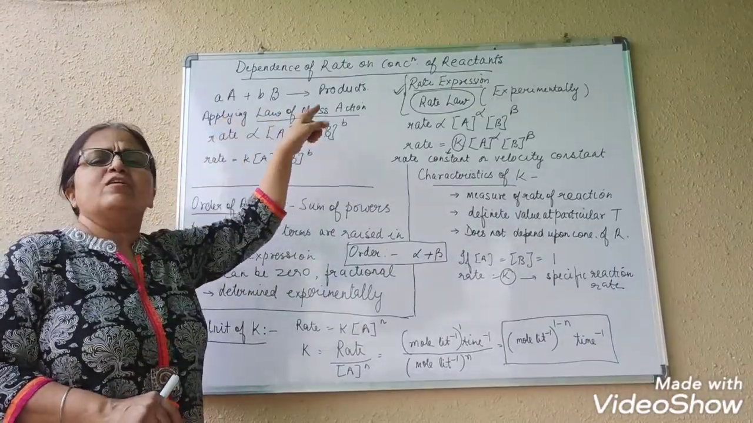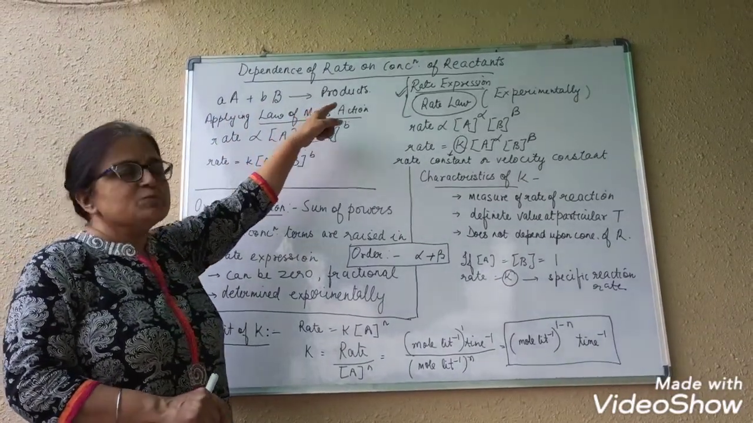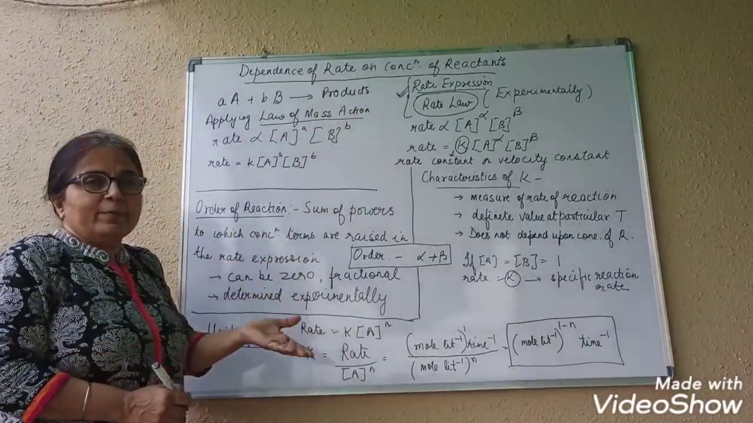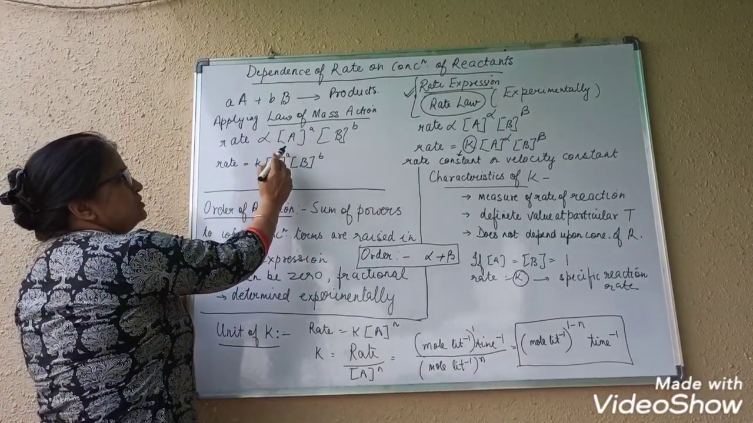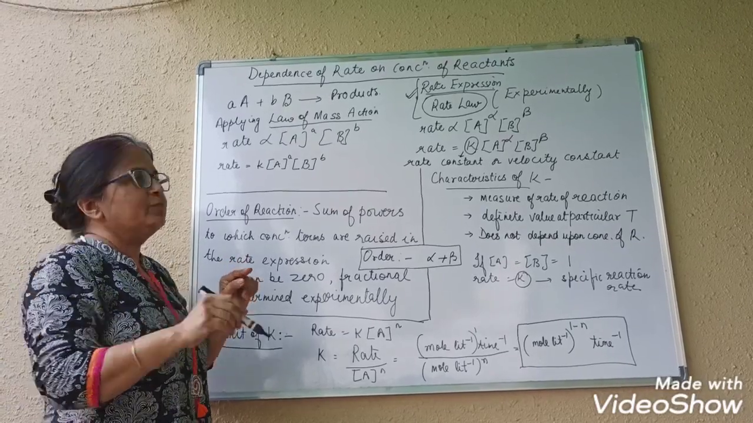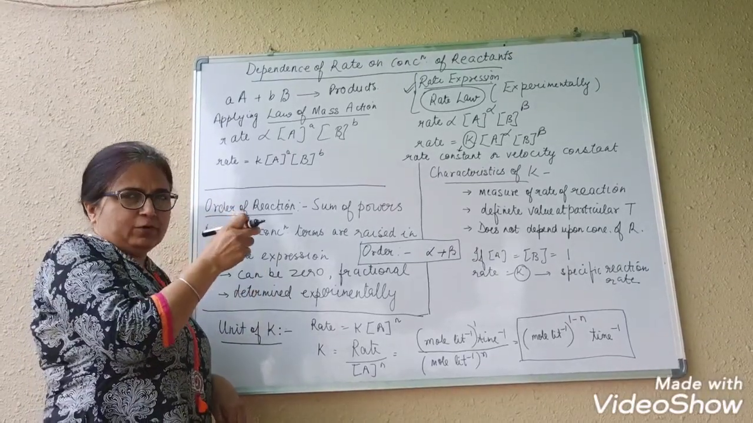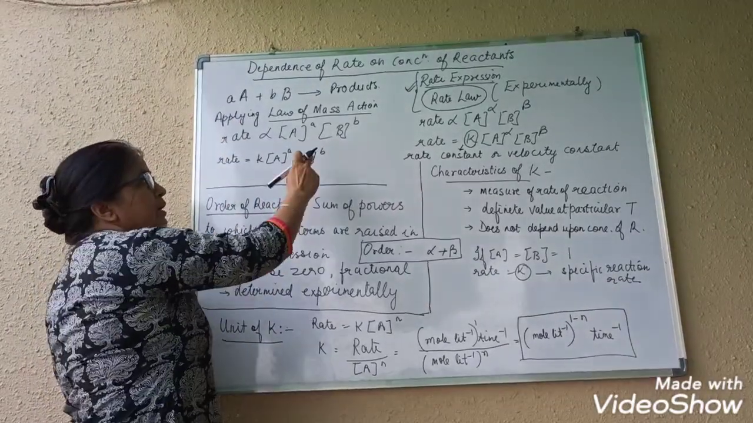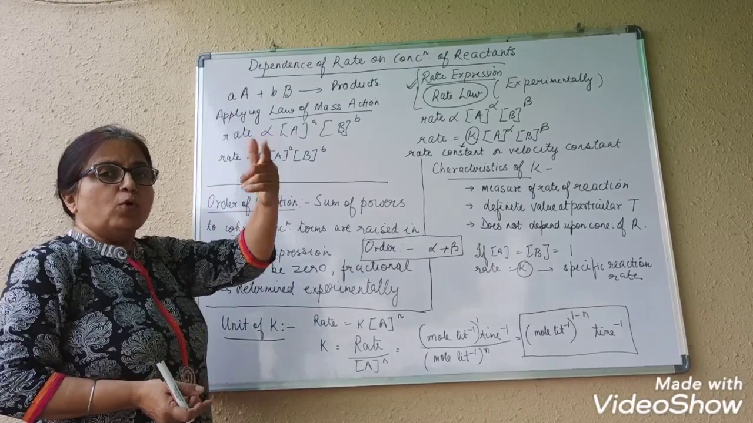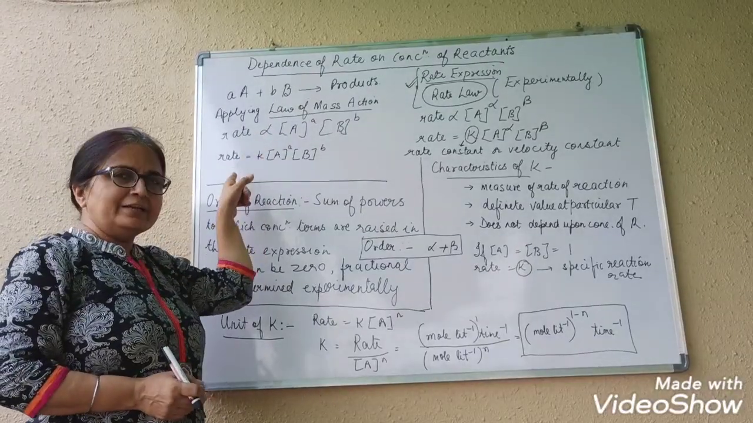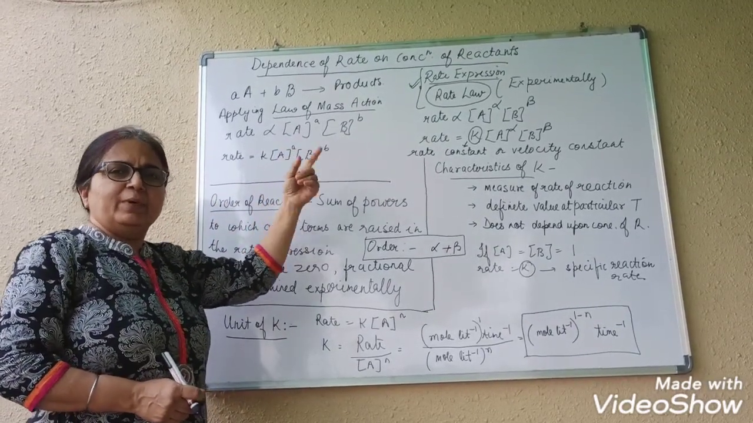So, same way, I have written one arbitrary equation: a moles of A plus b moles of B forms product. Suppose you have this equation. How do we apply the law of mass action? We write that rate is proportional to concentration. The square bracket represents concentration: concentration of A to the power a, as per the law of mass action. Whatever coefficients are there, we put them as powers, into concentration of B to the power b. And we remove the proportionality sign and put a constant. So rate is equal to K [A]^a [B]^b.